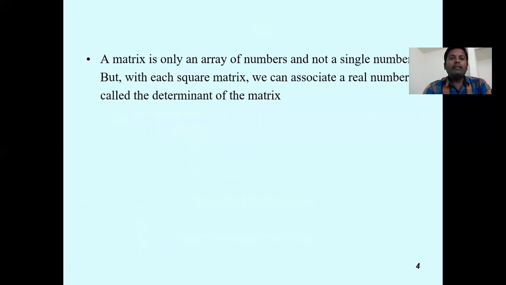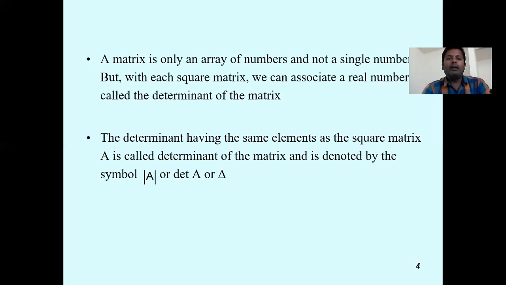A matrix is only an array of numbers and not a single number. But with each square matrix, we can associate a real number called the determinant of the matrix. Once again, listen: a matrix is only an array of numbers and not a single number, but with each square matrix we can associate a real number called the determinant of the matrix.